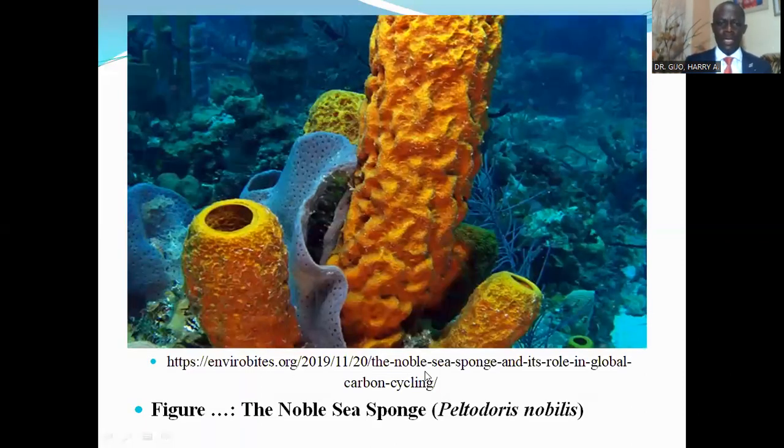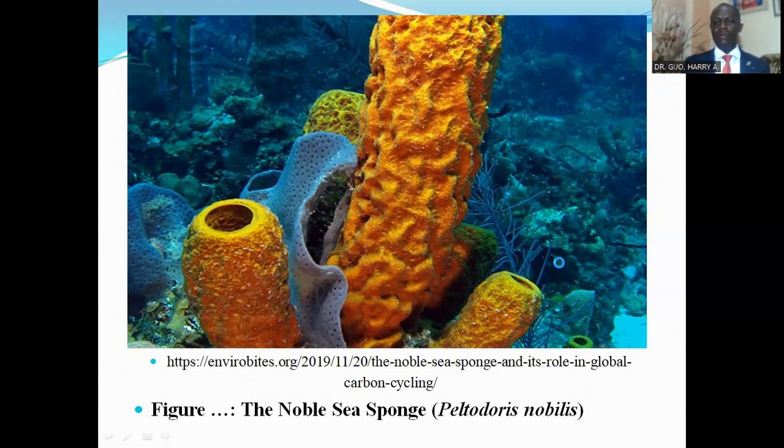Now, this is a figure showing the sponges. Just as you can see, they don't look like animals, but they are animals. They're usually sessile, not moving. Sometimes they can be solitary or in colonies. Their bodies have pores, their bodies are perforated. That's the origin of the name Porifera. The name of this sponge is the noble sea sponge. The scientific name is Pertodoris nobilis.